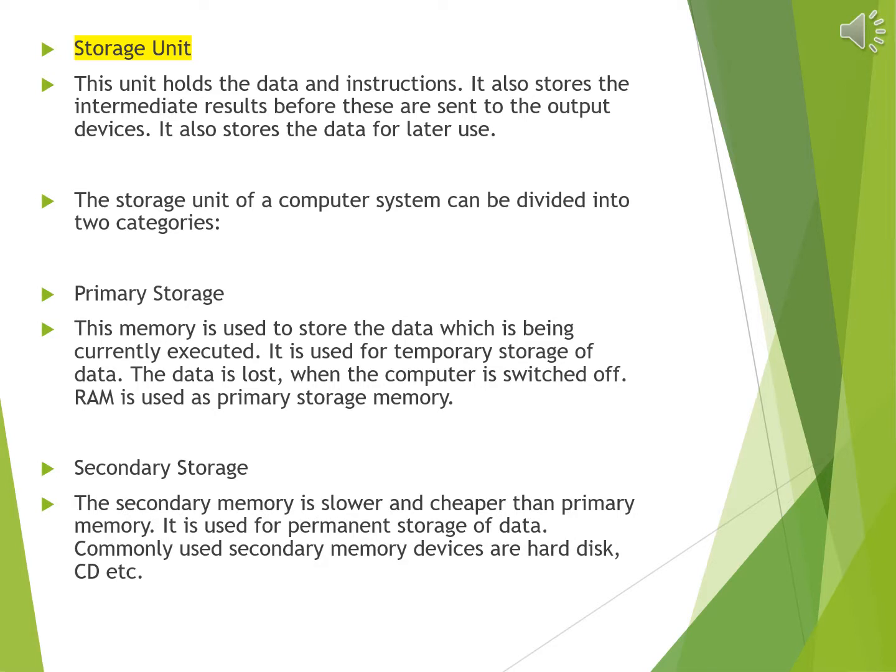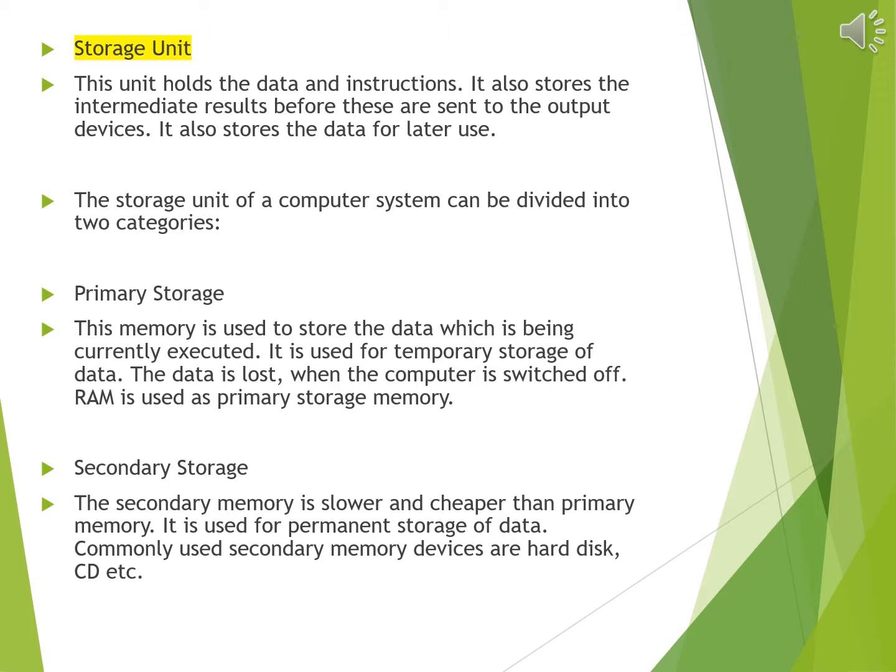Storage unit. This unit holds the data and instructions. It also stores the intermediate results before these are sent to the output devices. It also stores the data for later use. The storage unit of a computer system can be divided into 2 categories. Primary storage. This memory is used to store the data which is being currently executed. It is used for temporary storage of data. The data is lost when the computer is switched off. RAM is used as primary storage memory.